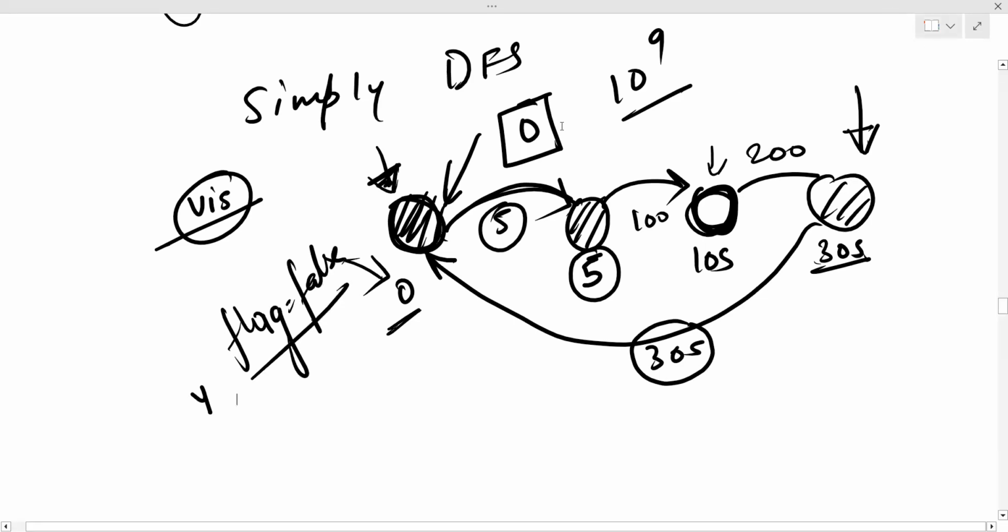So this is a simple DFS. If you're not getting the idea, okay, let me show you the implementation. It will be much more clear. This is an implementation detail, right?